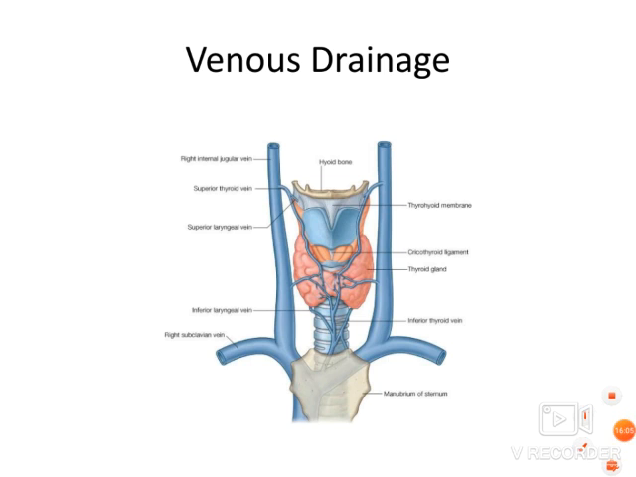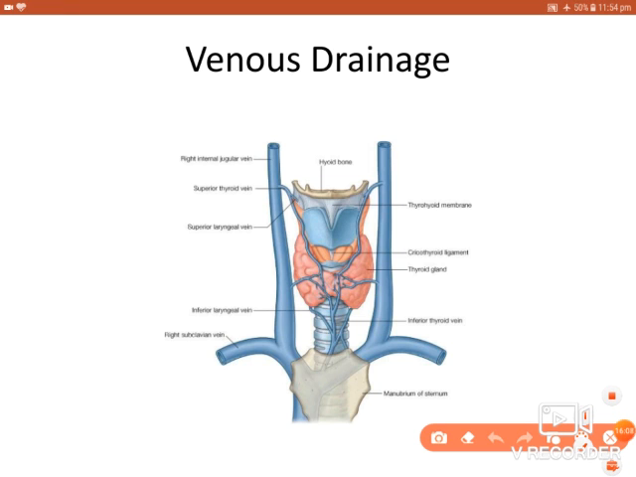Then coming to the venous drainage, here is the thyroid gland, this is the anterior view. You can see here the internal jugular vein. Along with the arteries, veins accompany. So the superior thyroid vein drains into the internal jugular vein. There is a middle thyroid vein, which drains into the internal jugular vein. See here the inferior thyroid veins. The lower border of the isthmus relates to the inferior thyroid veins that drain into the brachiocephalic veins. So that's about the venous drainage.